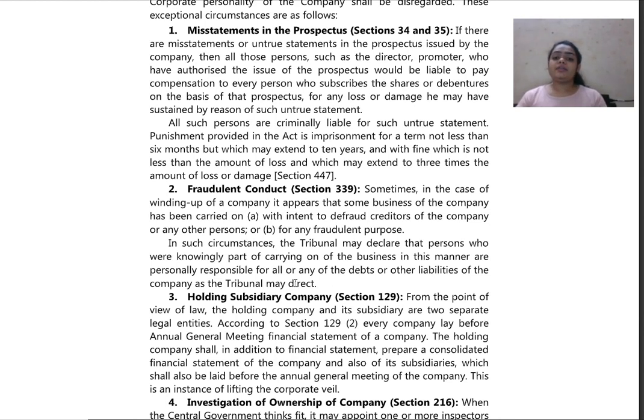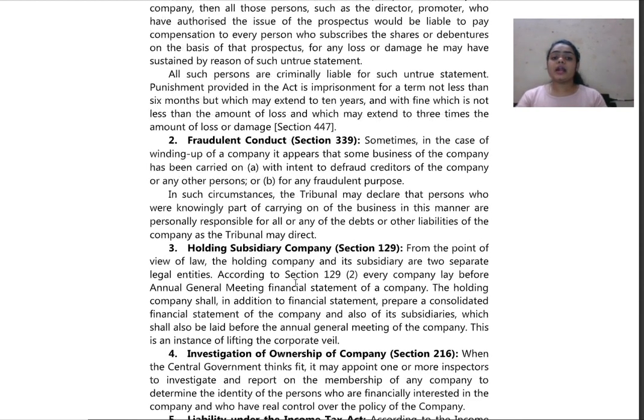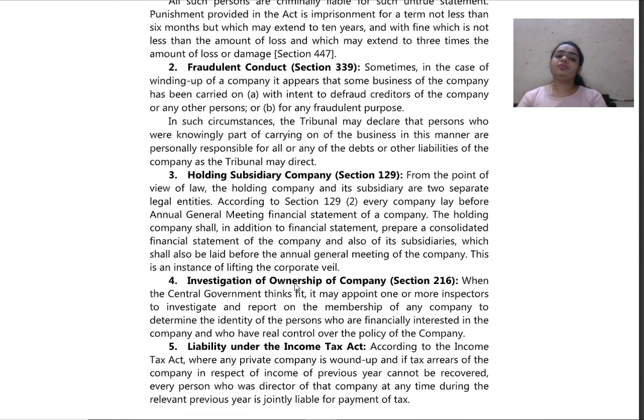Now earlier we have seen about section 339, which deals with fraudulent conduct. So what is the connection between that statement and this? So it has a fraudulent conduct. Sometimes in the case of winding up of a company, it appears that some business of the company has been carried on with the intent to defraud creditors of the company or any other persons, or with any fraudulent purpose. Now what does this mean?